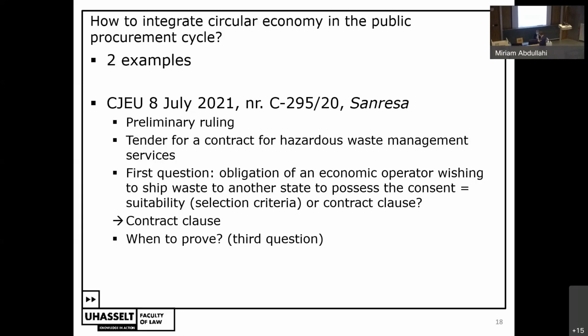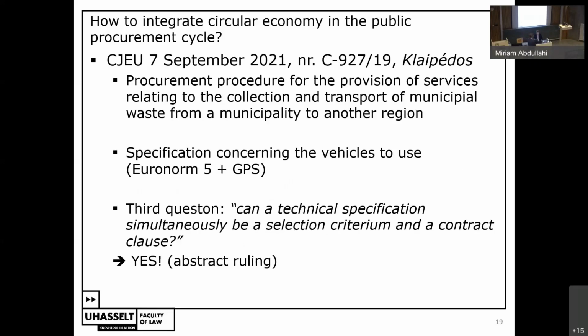The other one, from September 2021, is even more interesting and also a bit more abstract. So here it was also about waste. It was about the provision of services relating to the collection and transport of municipal waste from a municipality to another. And in the tender documents was a specification that the vehicles that they would use should be of Euronorm 5 and should have a GPS system installed. And then the question was, can we use that specification, so Euronorm 5 and GPS, as a technical specification, selection criteria, and contract clause at the same time?